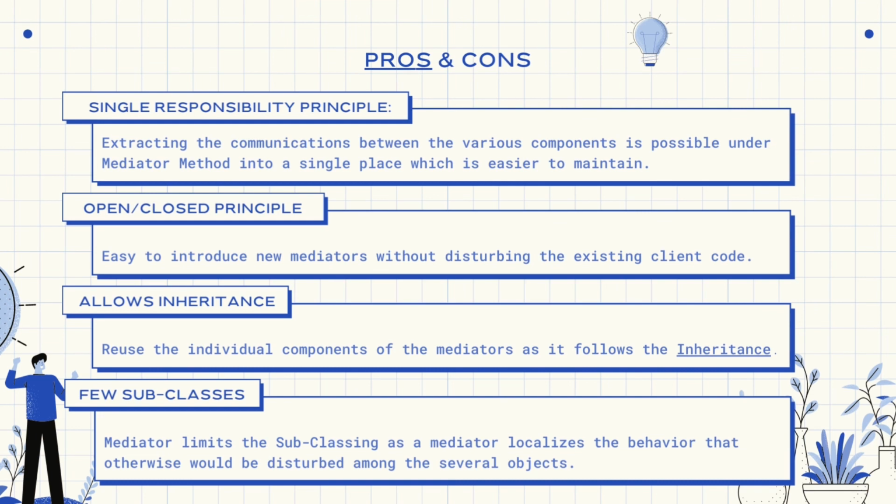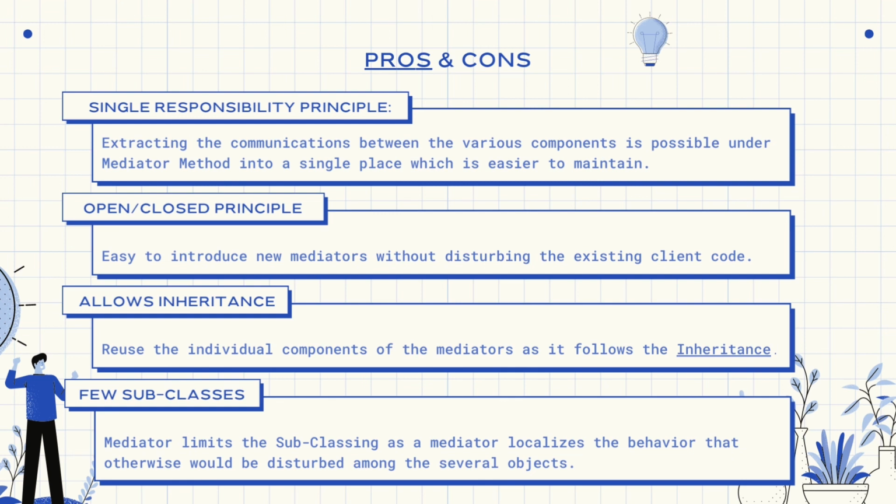Now we move on to the advantages and disadvantages of this design pattern. There are four main benefits of using Mediator. They are single responsibility principle, open-close principle, allow inheritance, and few subclasses.